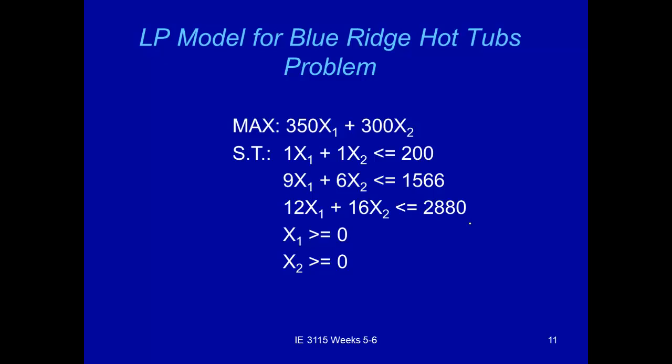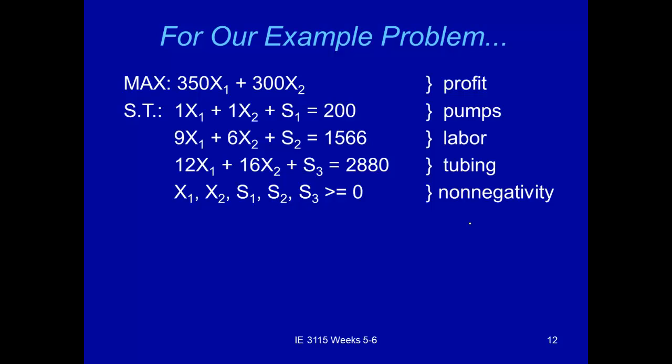So we have the reference here. So we want to maximize 250 x1 plus 300 x2 subject to x1 plus x2 equal to 200, x1 plus 6x2 equal to 1566, and 12 x1 plus 16 x2 equal to 2880. Those are both greater than equal to 0. So that's our model. And what we're going to do is to translate this problem.